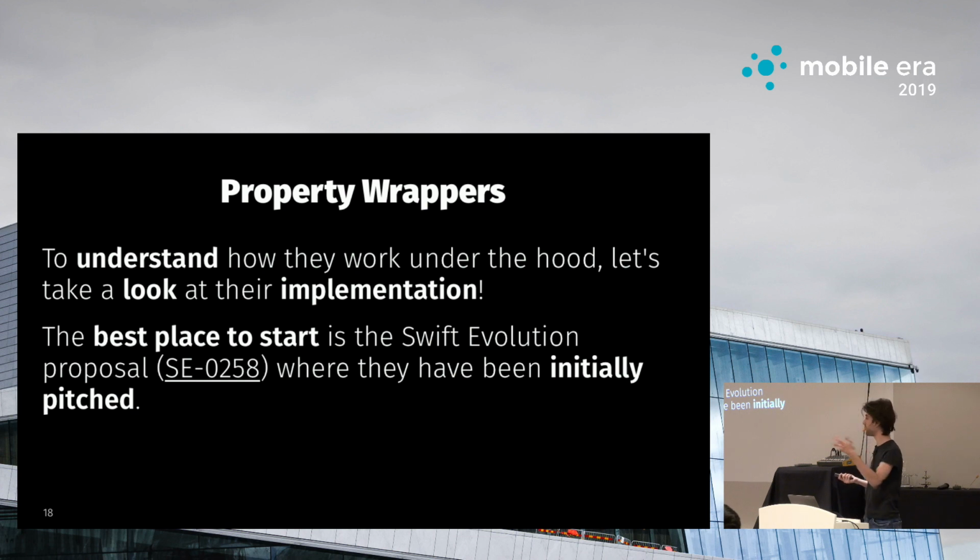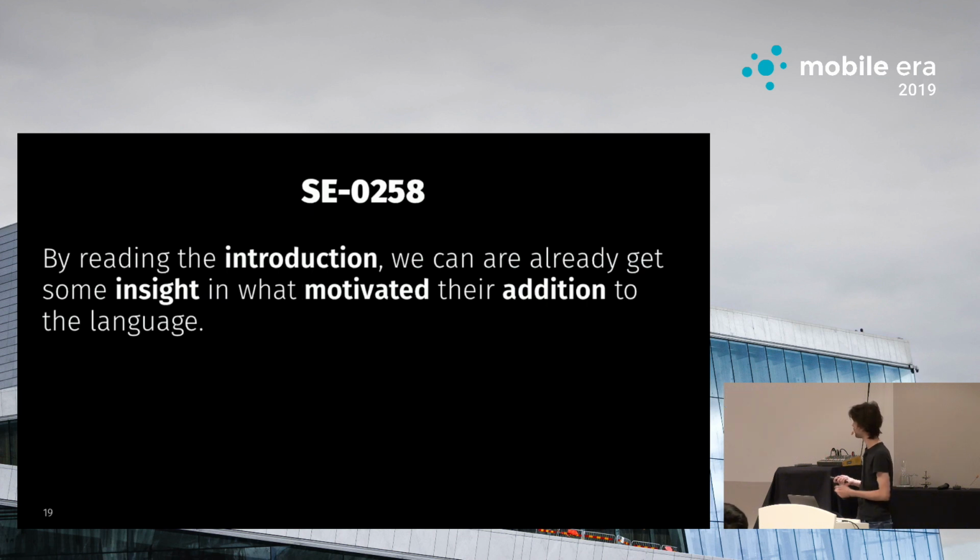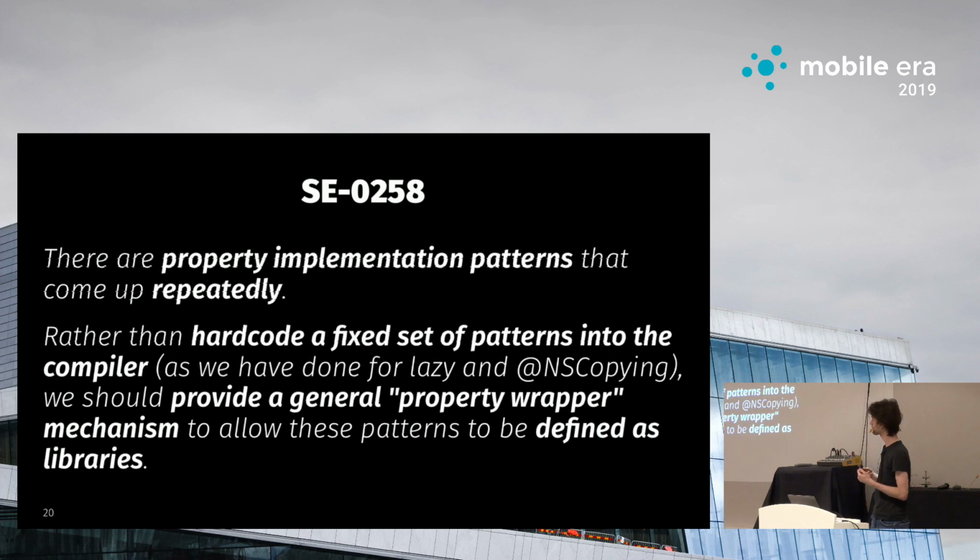It's basically a markdown file where the people that wanted to have property wrappers in Swift pitched the idea. They said, okay, this is why we want it. This is the kind of things we could build with it. And we are going to just look at the introduction of this evolution proposal because it already gives some very good insight in what motivated the addition of property wrappers to the language.